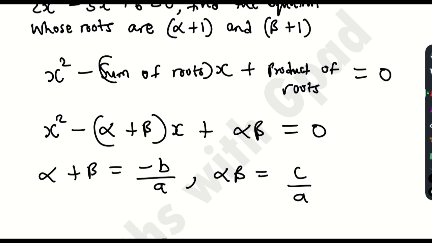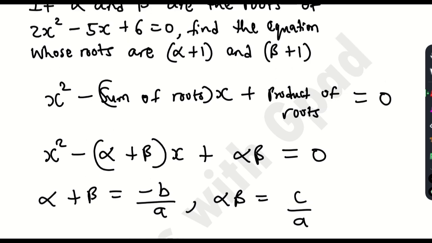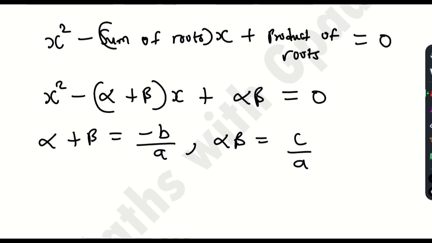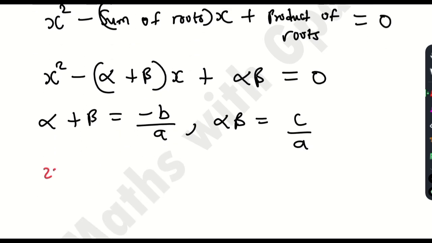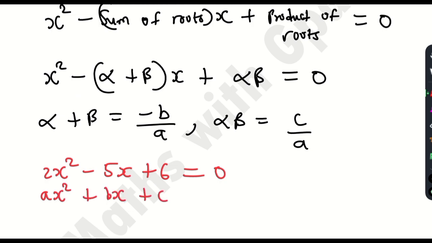Now, let's bring back the equation, which is 2x squared minus 5x plus 6 is equal to 0. Under this, I'm going to write that general form, which is ax squared plus bx plus c is equal to 0.